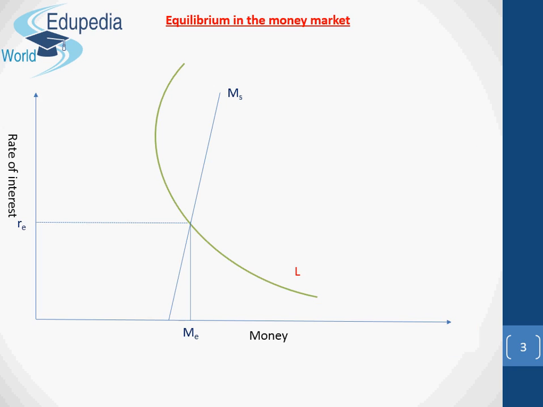Well, equilibrium in the money market is where the demand for money, L, is equal to the supply of money, MS. This equilibrium is achieved through changes in the rate of interest. Well, in this figure, equilibrium is achieved with a rate of interest, RE, and a quantity of money, ME.